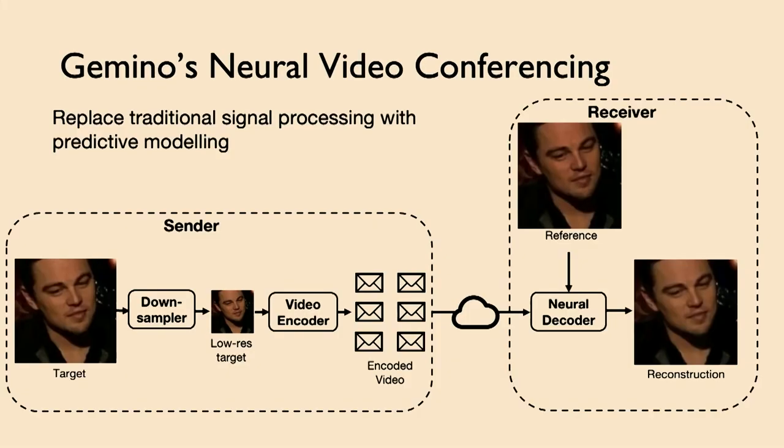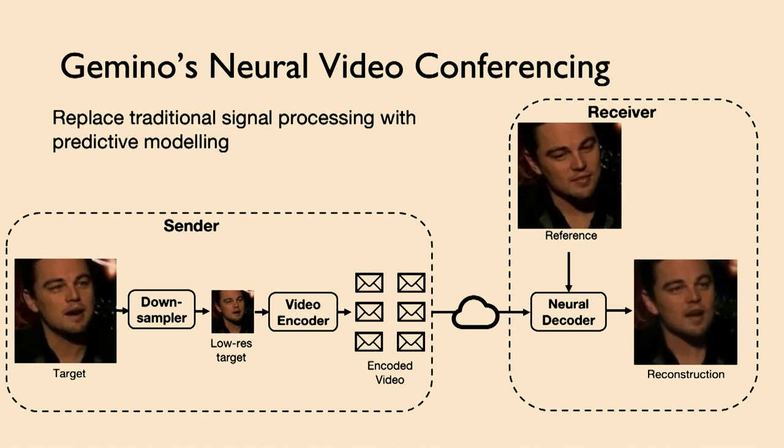So the core idea behind Gemino is to replace the traditional signal processing techniques that for decades have been the way video compression works, with predictive modeling. If we have models that have an understanding of the visual world, they have a strong prior, and so they can reconstruct a lot of things that we don't actually have to send over the network explicitly. That's the big picture, the high-level idea. In particular in Gemino, the sender is going to transmit downsampled video to the receiver.